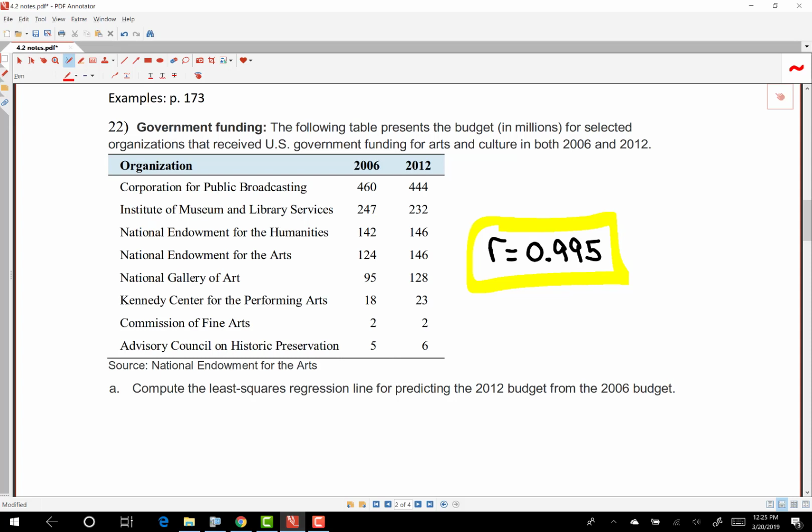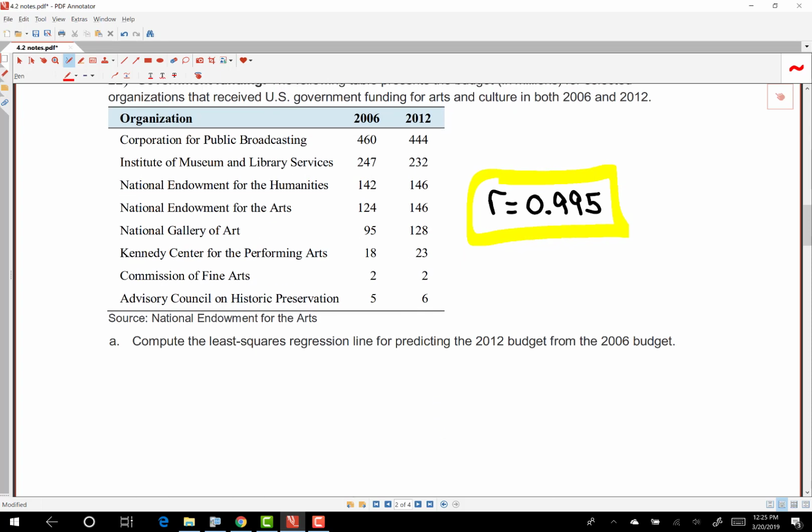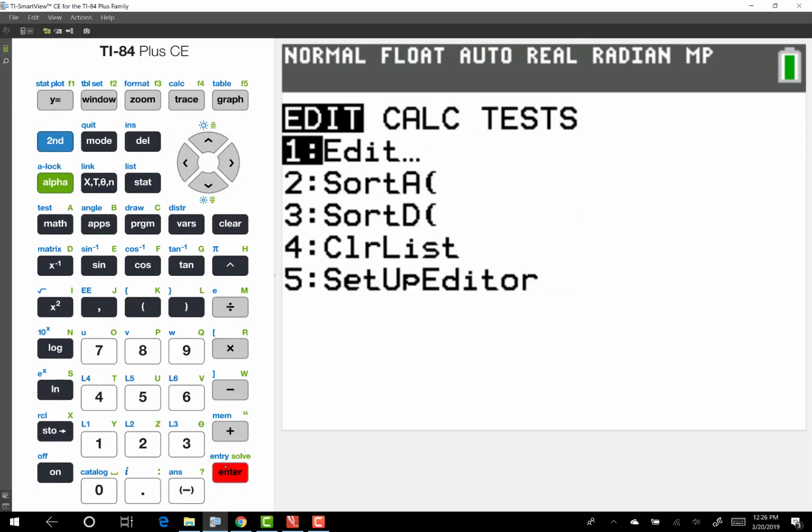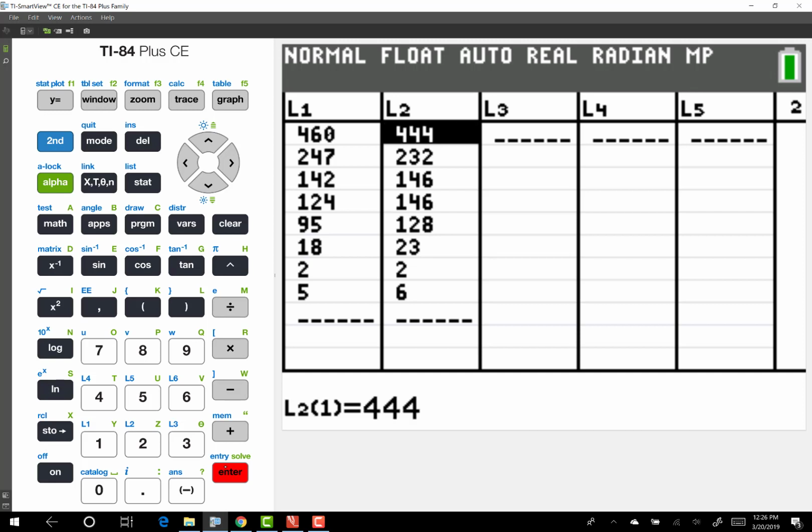Okay, so for part A, they want us to compute the least squares regression line for predicting the 2012 budget from the 2006 budget. So in other words, they're wanting us to find y hat. And y hat, of course, is a plus bx. And so what you would do is you would go into stat, edit, and enter the data, which I already did. If you want to pause your video and do that yourself, we're looking at example 22 on page 173.